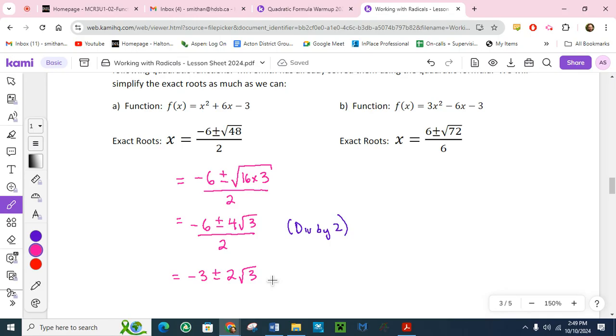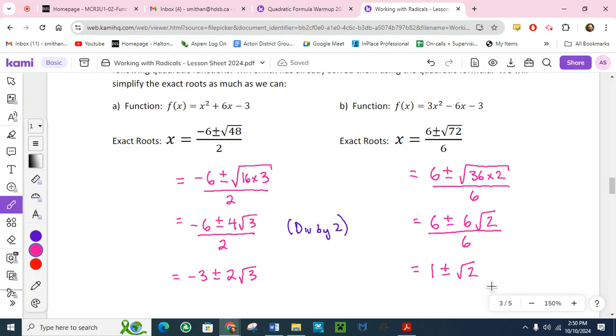All right, what's the biggest number that goes into 72? Perfect square. 36. Good job, Peyton. Okay, so let's see if we can simplify this a bit. We'll write 72 as 36 times 2, all divided by 6. And then the root of 36 is 6. Aha, so this is going to look so much nicer because I can divide everything by 6. And we get 1 plus or minus root 2.